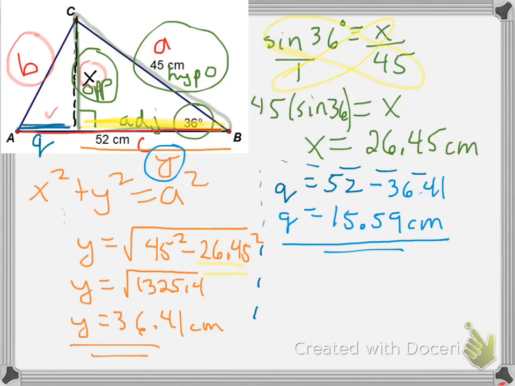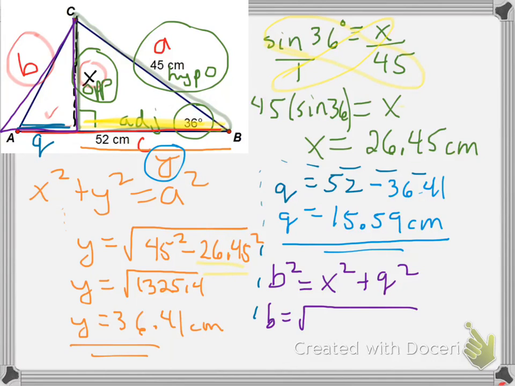Now it should be really easy, so I'll put that over here. One last color change. I'm going to do purple. I know everyone likes purple. So I know that b squared equals x squared plus q squared in this triangle here. So b is the square root of, now we said x was 26.45 squared plus, we know what q is, we just figured it out, 15.59 squared.